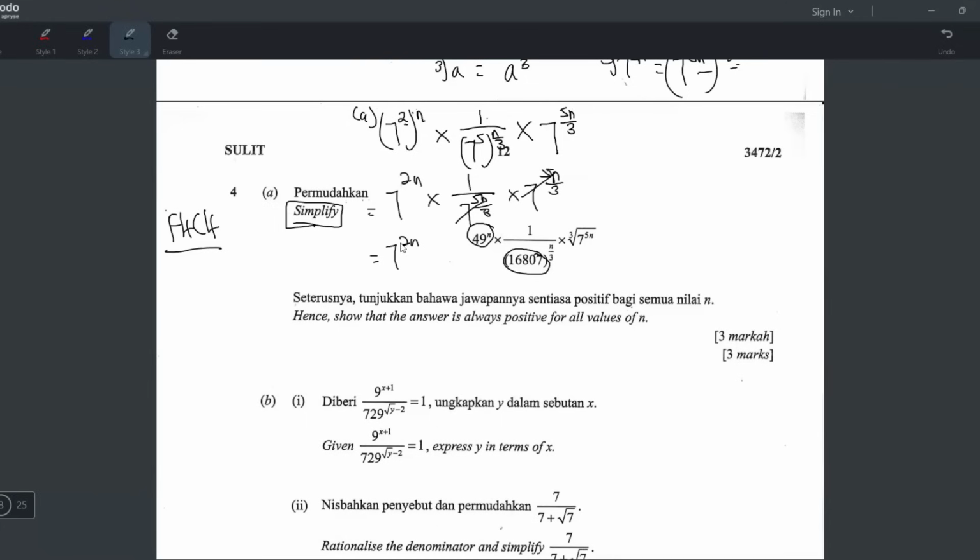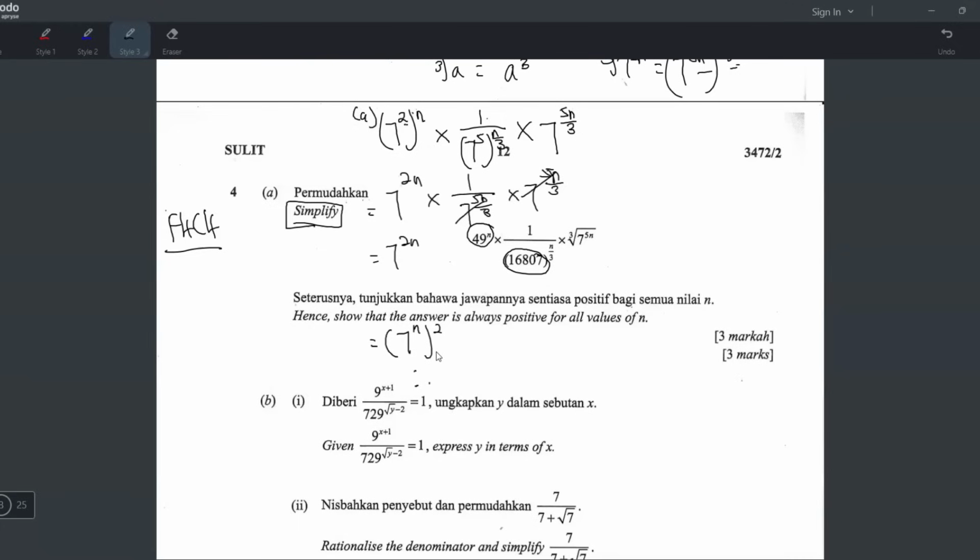But then they go on and say, hence show that the answer is always positive for all values of n. How do we show that this is always positive for all values of n? We can write it like this: 7 power 2 power n is the same as 7 power n power 2. The reason I write it like this is because when we take any number squared, we always get a positive number, and the question asks you to show that the answer is always positive.